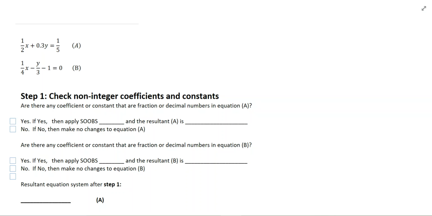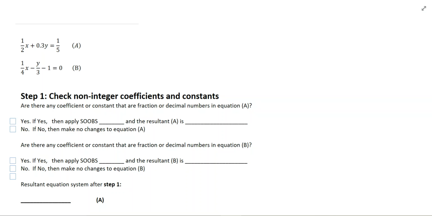In this video, we're going to show how to use 5 steps to solve a linear equation system. In this example, you see we have these two equations. And the first step is always check whether there are some non-integer coefficients or constants.